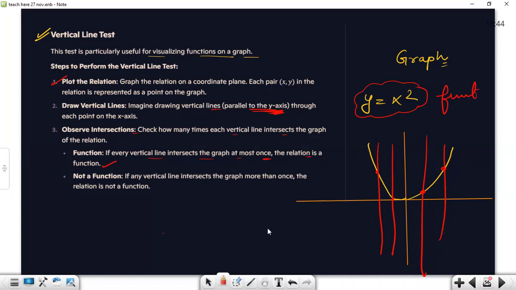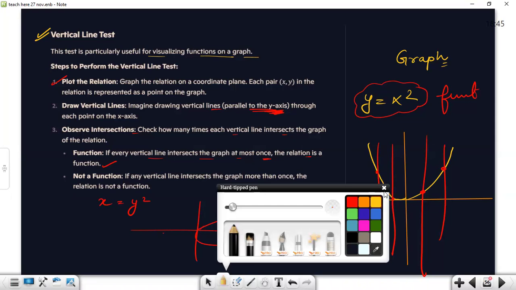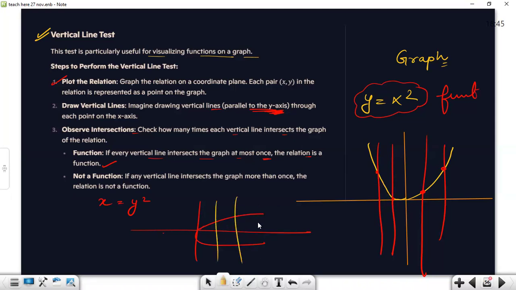Okay, now let's discuss x is equals to y square. This is the graph. Now x is positive every time, and this will be at the origin. Now, if we draw parallel lines, how many times is it intersecting? Twice. Clear? This is the graph of x is equals to y square, a parabola.